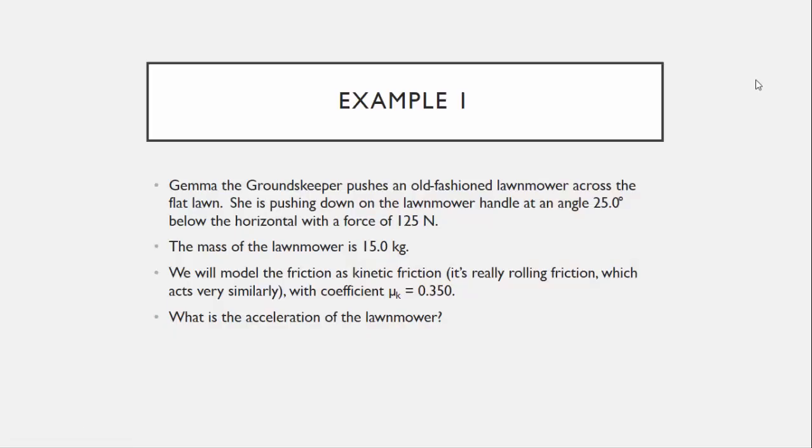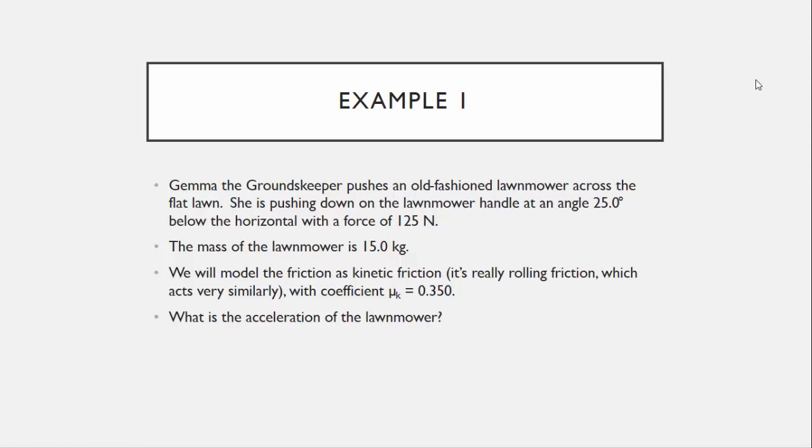So let's do a specific example. Let's say Gemma the groundskeeper is pushing an old-fashioned lawnmower. That's the kind where it just has the cylinder-shaped blades that run forwards and backwards across each other as the wheels turn. She's pushing that across a flat horizontal lawn.